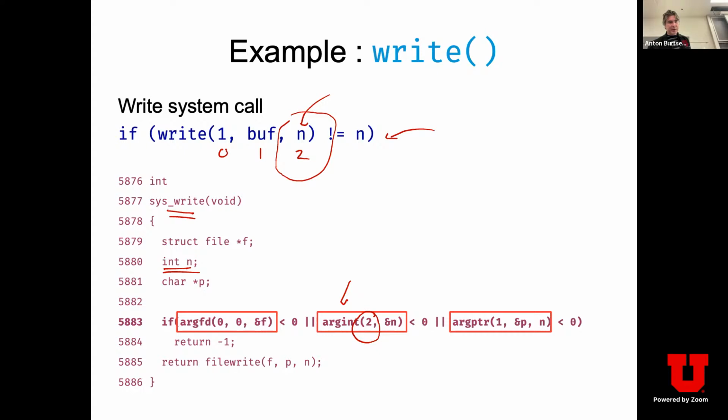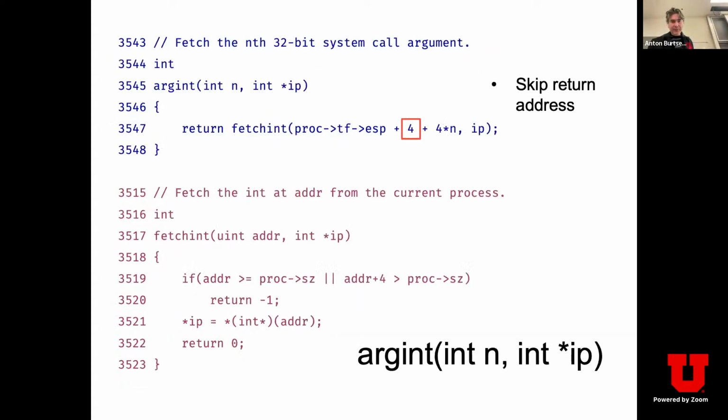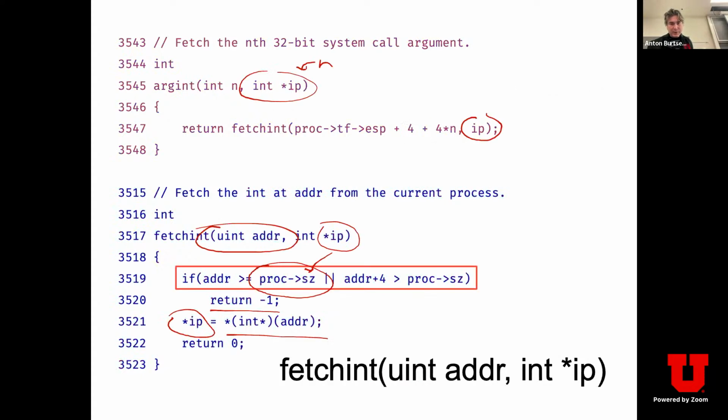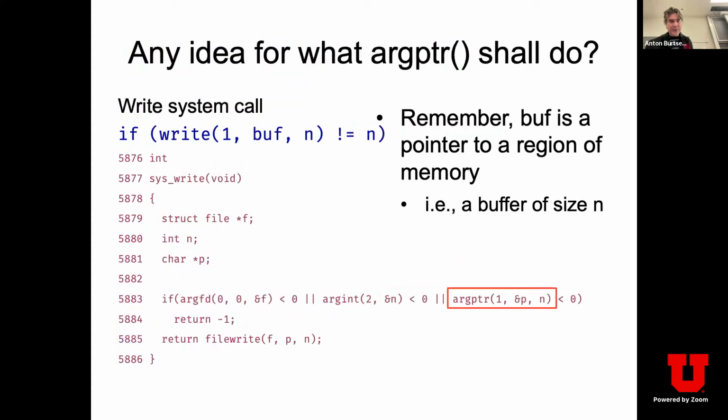So we're passing 3 arguments, and we looked at how the integer is fetched. So argument number 2. Okay, so we looked at how we fetch an integer. What about argument number 1, which is this buffer?